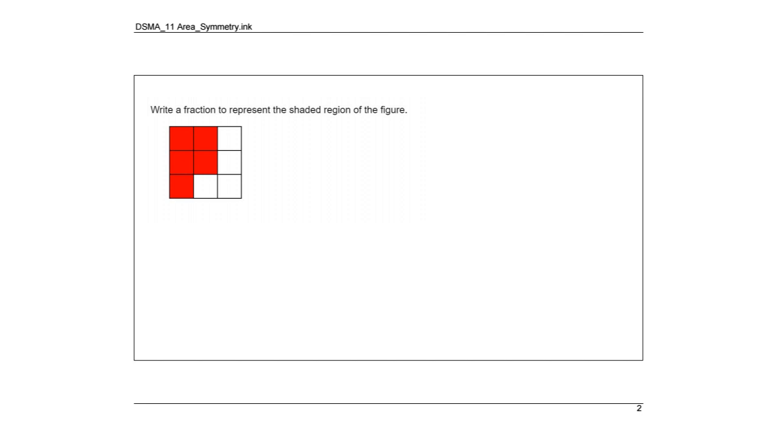It is a 3x3 grid, and so there are actually 9 boxes, right? So 9 is our total, kind of like in probability. And we only have 5 of them shaded. And so 5/9 of the square are shaded. That's all they want.